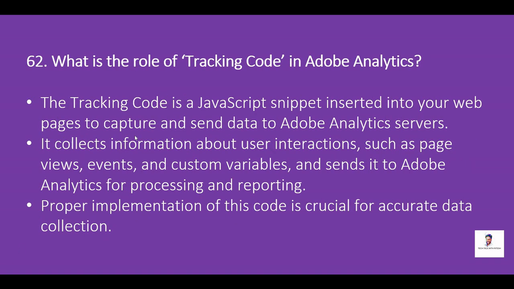What is the role of tracking code in Adobe Analytics? The tracking code is a JavaScript snippet inserted into your web pages to capture and send data to the Adobe Analytics server. It collects information about user interactions such as page views, events, and custom variables and sends it to Adobe Analytics for processing and reporting. Proper implementation of this code is crucial for accurate data collection.